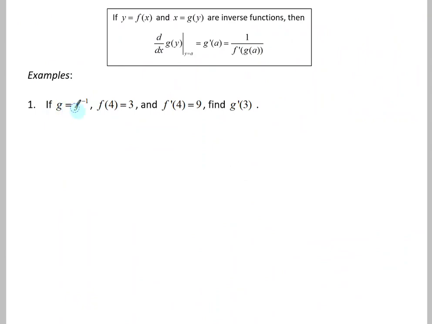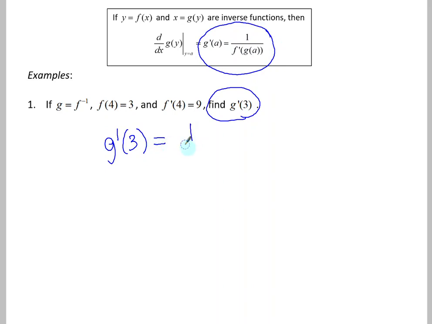If g equals the inverse of f, f of 4 equals 3, and f prime of 4 equals 9, find g prime of 3. So we remember this important fact about the derivatives of inverses: g prime of 3 equals 1 over f prime of g of 3. But what is g of 3? They did not give me that value.